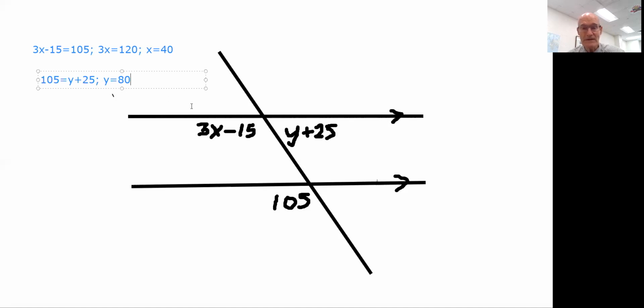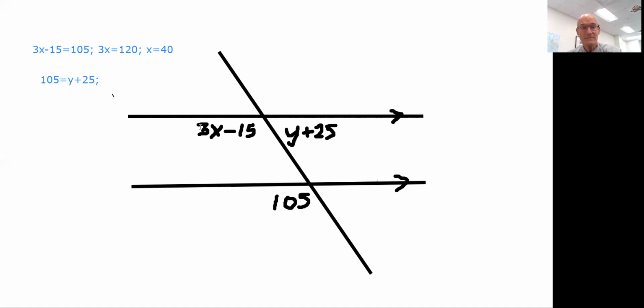So that's the type of problem you're working on. But the key to these types of problems is to understand when you look at the figure here, you know that 3x minus 15, this angle, and this 105 angle are congruent, and they're congruent because they are corresponding angles. And then I know that this one and this one, they add up to 180. And I just made a big mistake here, so I'm going to have to go back and correct this, okay?